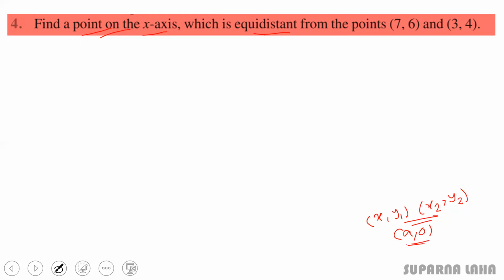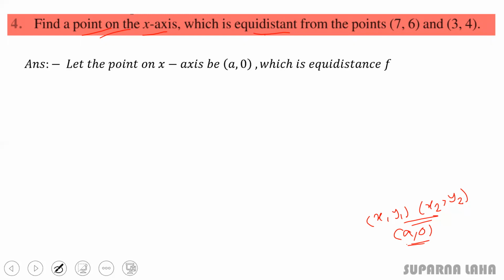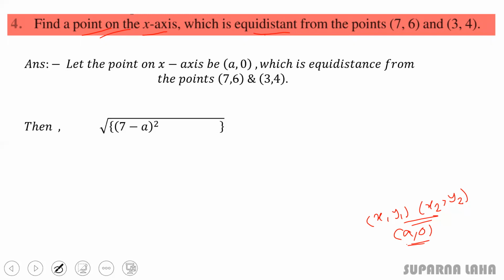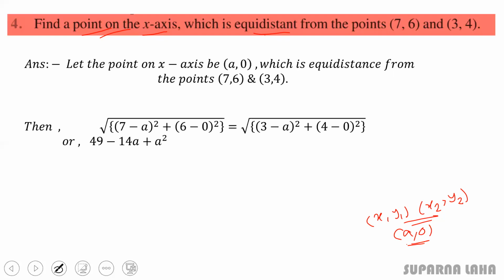Now equidistant from the points (7, 6) and (3, 4). So let us solve. Take any point (a, 0). If it is equidistant from these two points, write down the distance. That is (7 minus a) the whole square plus (6 minus 0) the whole square equals, since they are equidistant, write down the other distance and take them equal according to the question, and then simplify it. Just break the squares and take squares on both sides, so the root will be removed, and then simplify it.